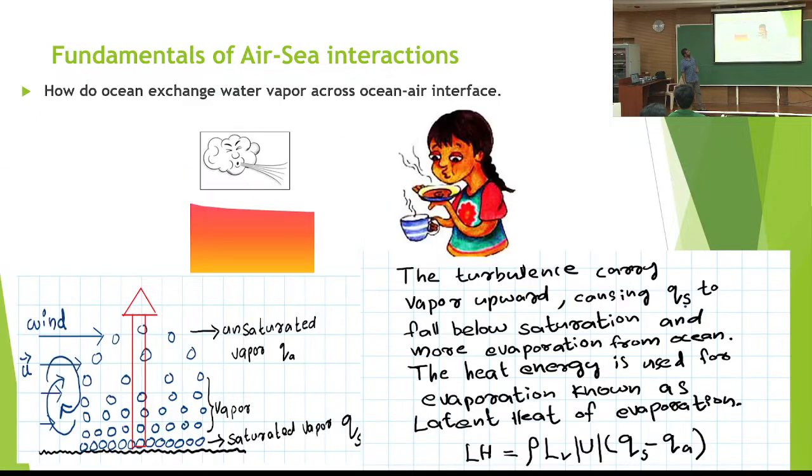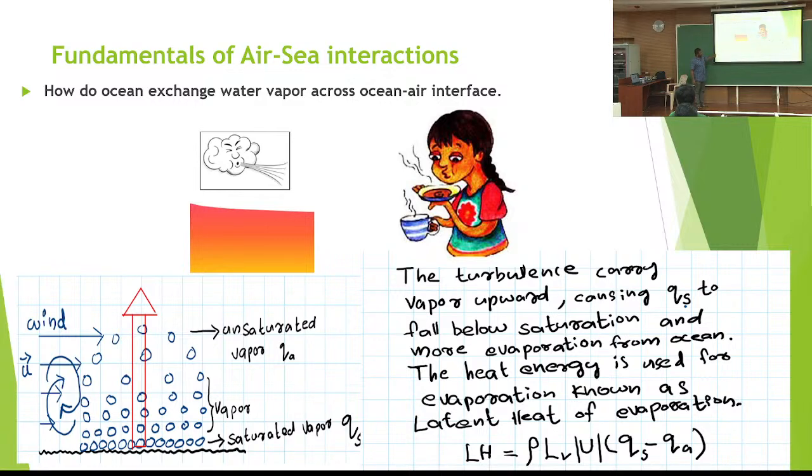How does the ocean exchange water vapor across its interface? This is one example. What happens is very interesting. Close to the skin, the water vapor of the air is at saturation level, because it is close to the skin, it can derive water vapor any time. But if you go aloft at 10 meters, it is unsaturated vapor. So, there is a concentration gradient of humidity, right.